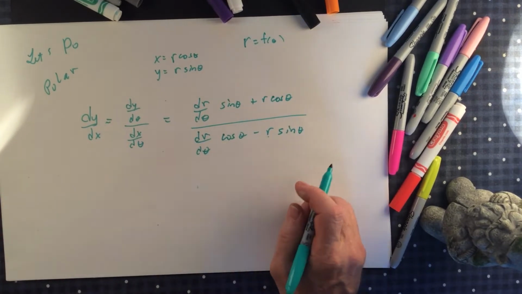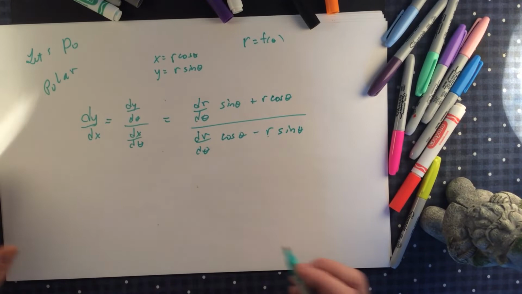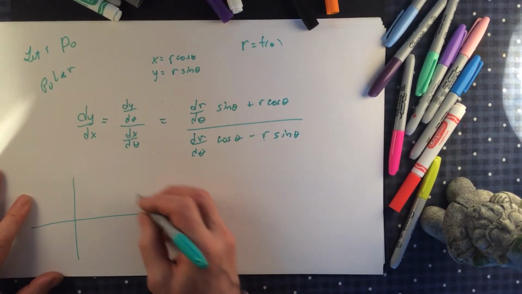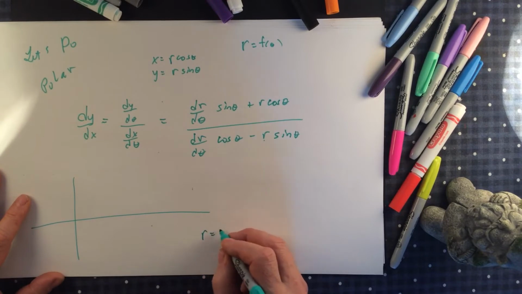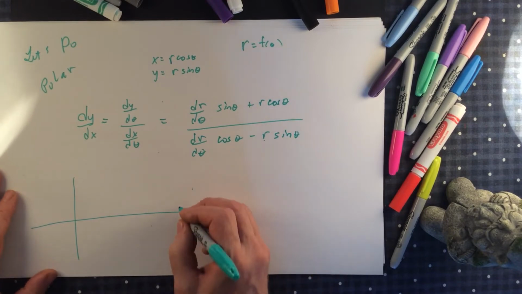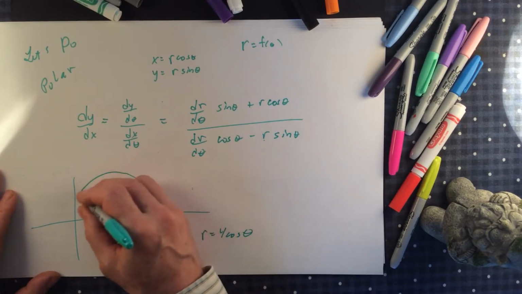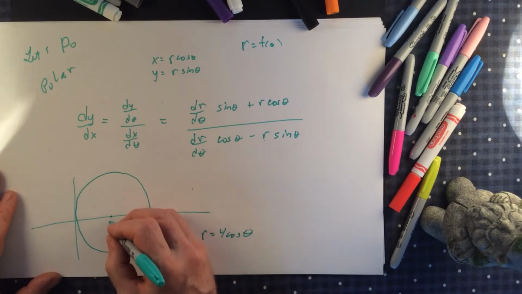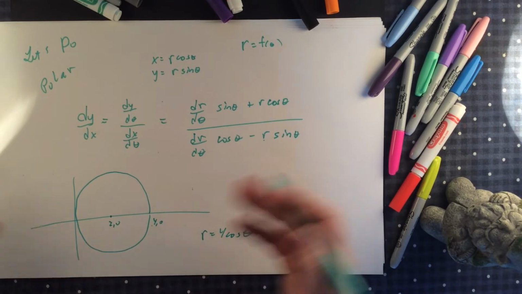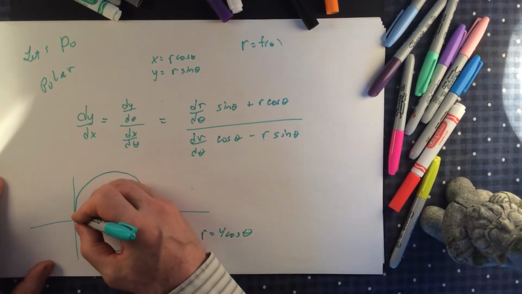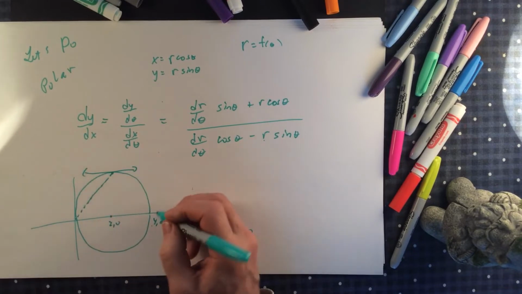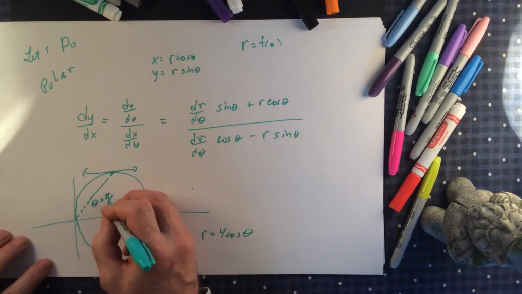So if we want to do tangent lines in polar, well, let's write down a fairly simple polar equation. Let's write down r equals 4 cosine of theta, which is a circle like this, out at (4, 0), here's (2, 0). That's in rectilinear. Let's do this point right here. Let's see if we get a tangent line of 0 at theta equals pi fourths.